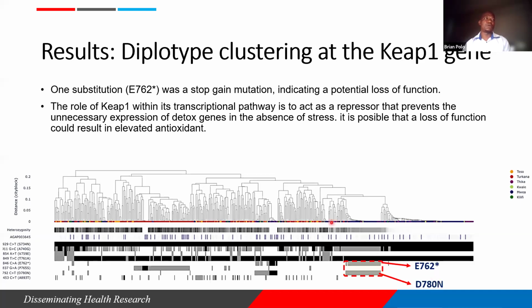These two were unique because within them, E762 was a stop-gain mutation, indicating a potential loss of function. The role of the KIP1 gene within the transcription pathway is to act as a repressor that prevents the unnecessary expression of a detoxification gene in the absence of stress. It is possible that the loss of function that we are observing could result in elevated antioxidant effect. We therefore recommend that further studies on this gene are still required.